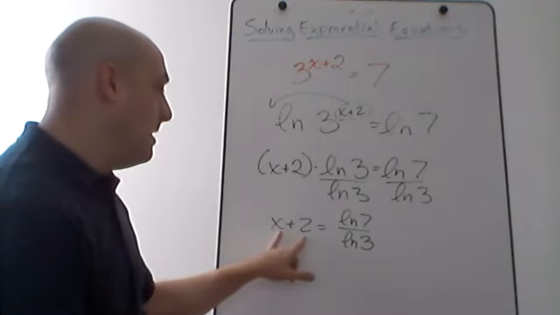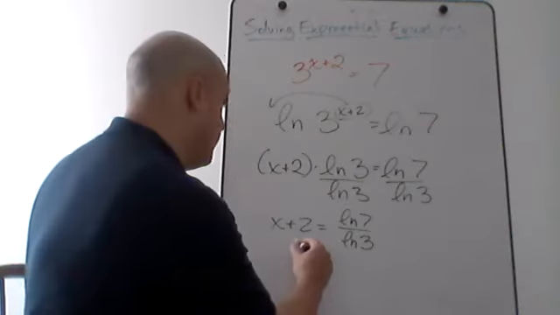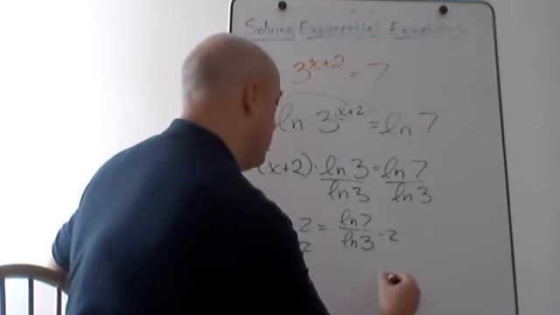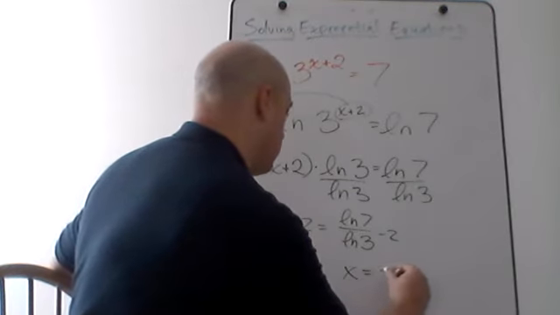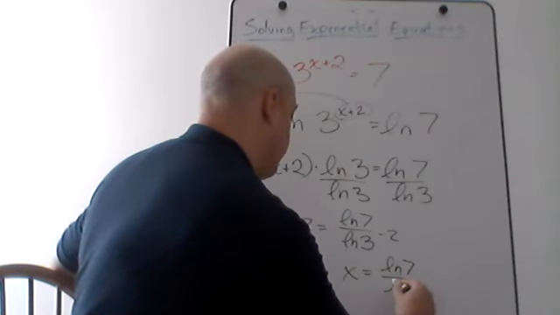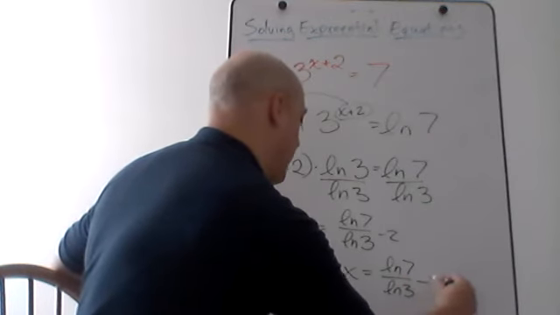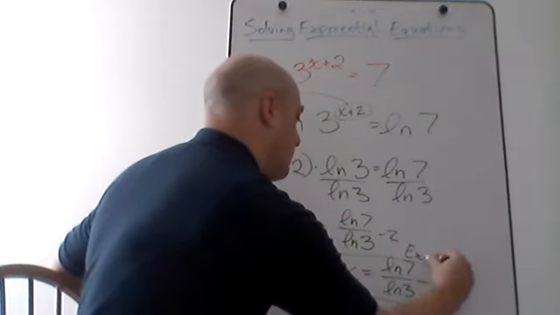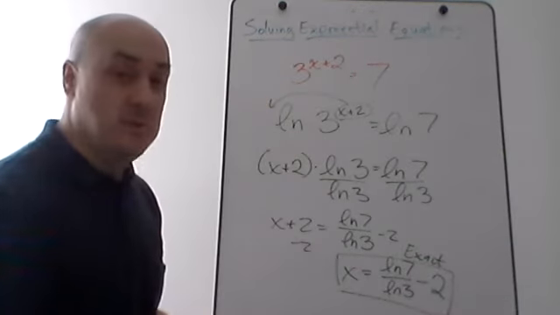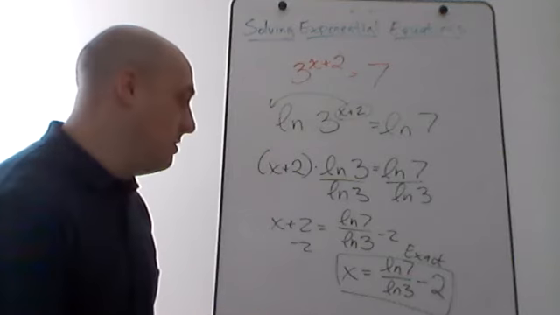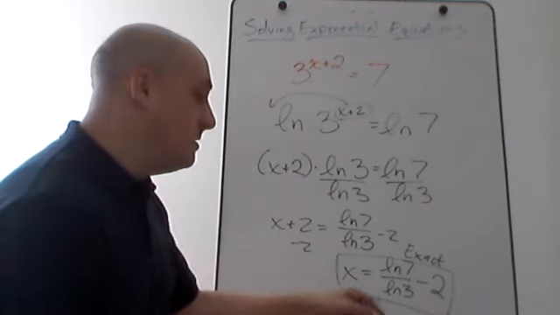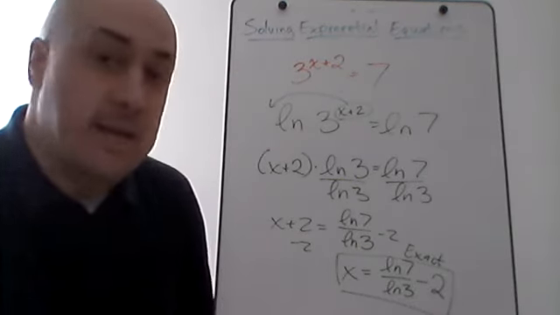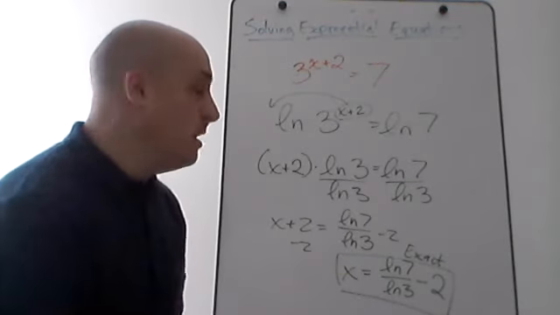And then to solve for x, well, I have x plus 2, so to get the x by itself, I subtract 2. So I end up with x equals ln of 7 divided by ln of 3, and then that whole thing minus 2. Right? This is what we refer to as the exact solution to this equation. Right? Because ln of 7 and ln of 3 are going to be irrational numbers.